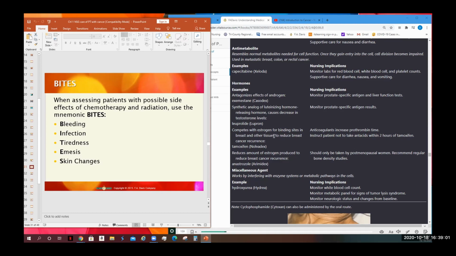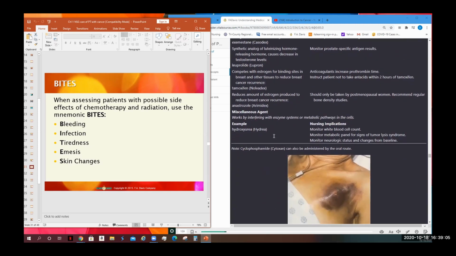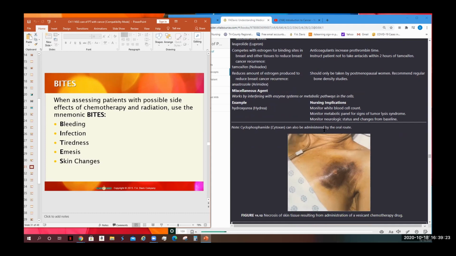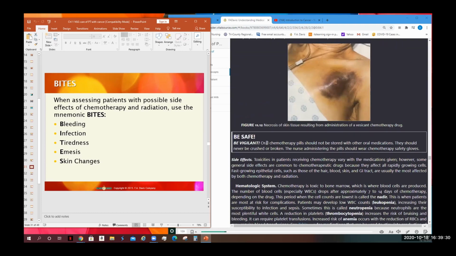And there's a miscellaneous agent that works by interfering with enzyme systems or metabolic pathways in the cells. Examples would be hydroxyurea, also called Hydrea, and the nursing implications: monitor the white blood cell count, monitor metabolic panels for signs of tumor lysis syndrome, and monitor neurologic status and changes from baseline. So be safe, be vigilant.